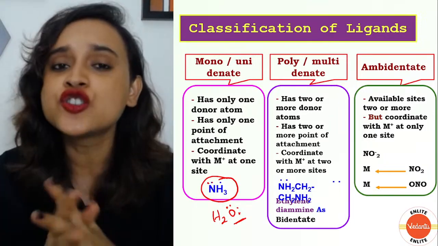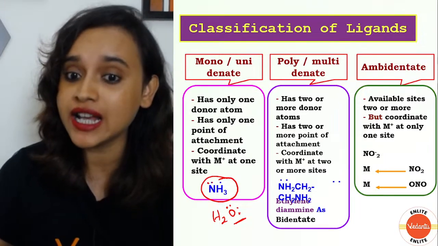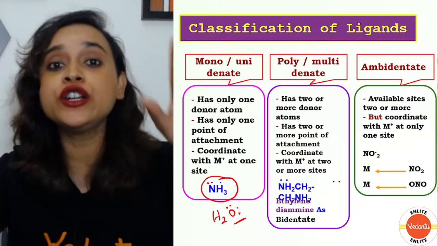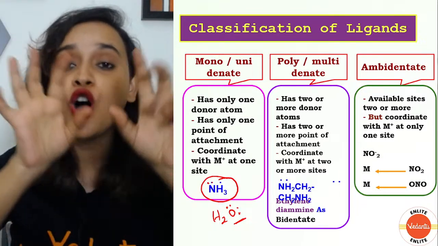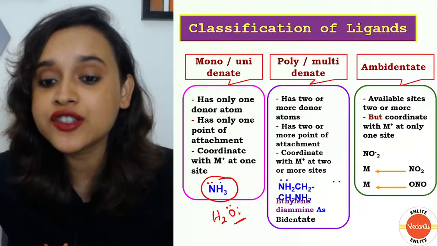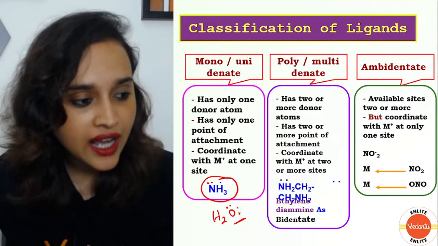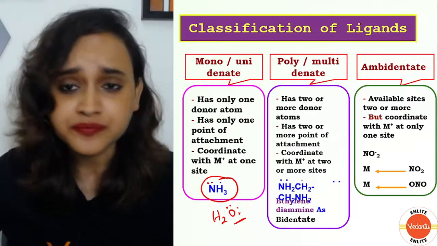Why make our life harder by learning bi, tri and all of these? So in the multidentate, there are two or more donor atoms and two or more points of attachment. It coordinates with M plus at two or more sites. So, you see this ethylene diamine? Ethylene diamine, do you see?